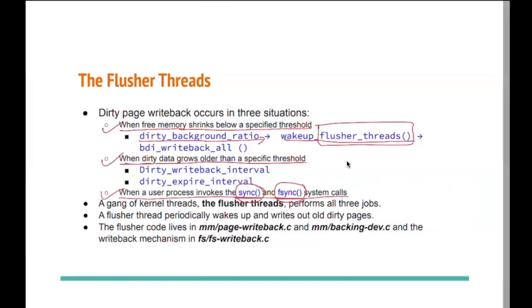And we decide how old a dirty page is based on this dirty expire interval. Then there is this variable that says dirty writeback interval, which is a regular, or we can say periodic, interval. After every this amount of time, the flusher threads will wake up and see if some pages are older than this time interval, and they will push those pages to the disk.